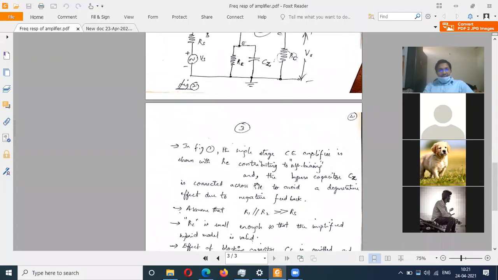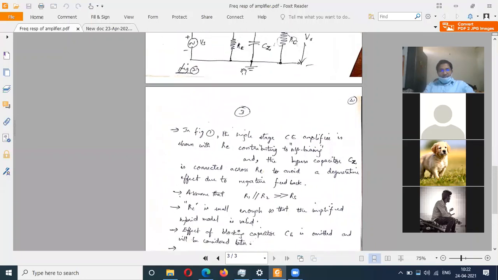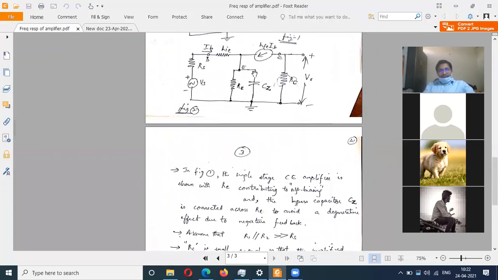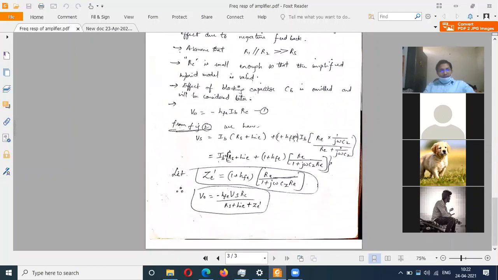And as discussed, if this current is IB and this current is HFE IB, the sum of currents entering is equal to the sum of currents leaving, KCL, isn't it? So IB and HFE IB, like two water flows joining, the total is the addition of these two flows. So IB plus HFE IB, I can take IB common. So the current in this path is IB into 1 plus HFE, into the parallel combination of these two resistors.